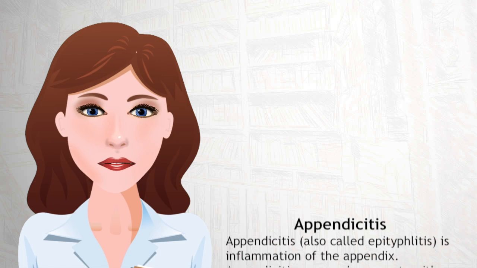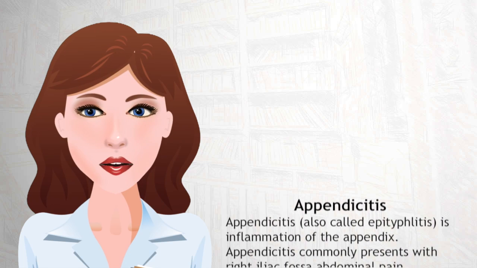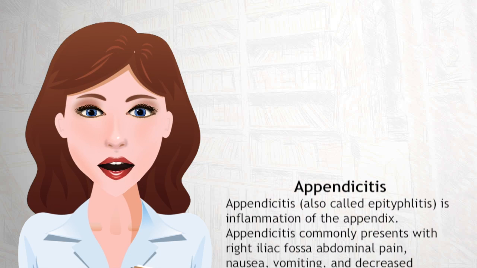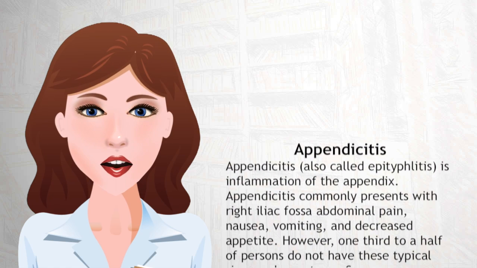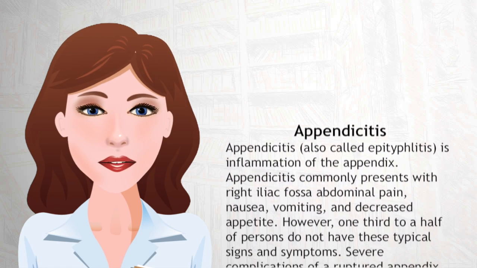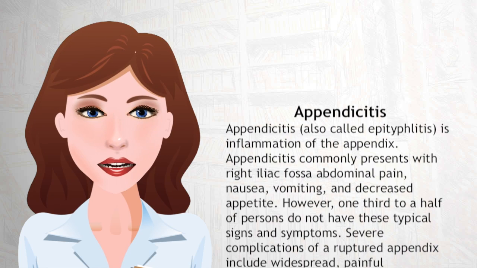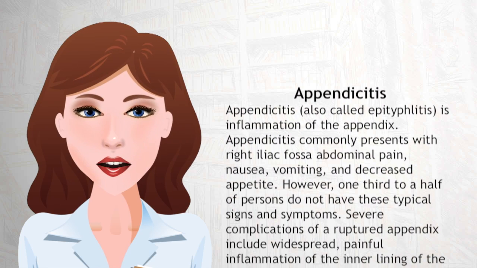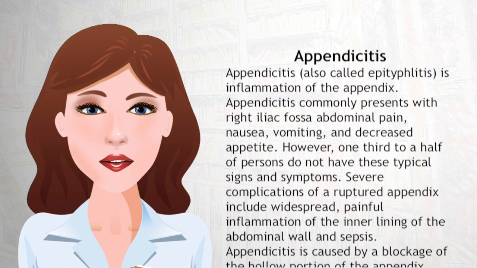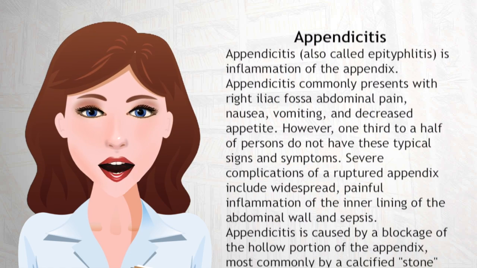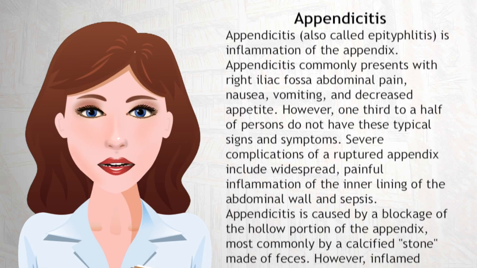Appendicitis, also called epityphlitis, is inflammation of the appendix. Appendicitis commonly presents with right iliac fossa abdominal pain, nausea, vomiting, and decreased appetite. However, 1/3 to a half of persons do not have these typical signs and symptoms. Severe complications of a ruptured appendix include widespread, painful inflammation of the inner lining of the abdominal wall and sepsis.